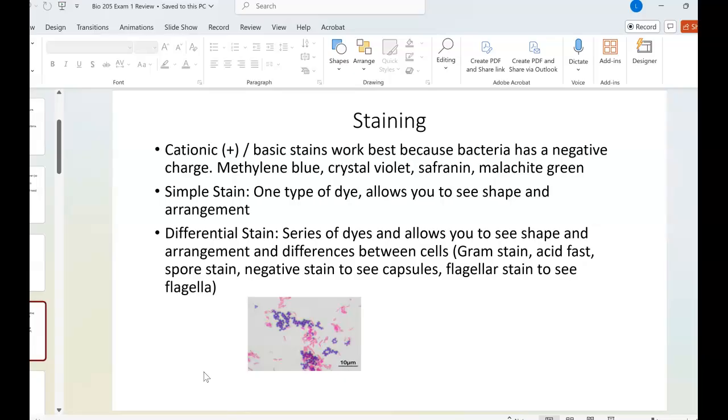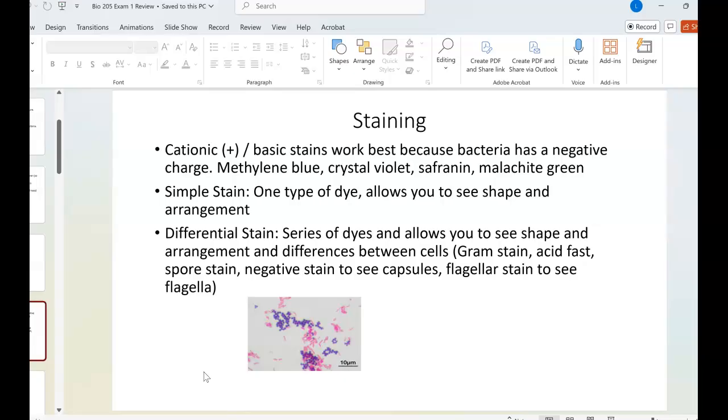This uses a series of dyes and it allows us to see shape and arrangement, but then it can also allow us to see differences between the cells. So for example, with our gram stain, and the picture that I have in the slide is of a gram stain, we can still see shape and arrangement, but it's allowing us to see the differences so that we can pick out the gram negative and gram-positive bacteria.